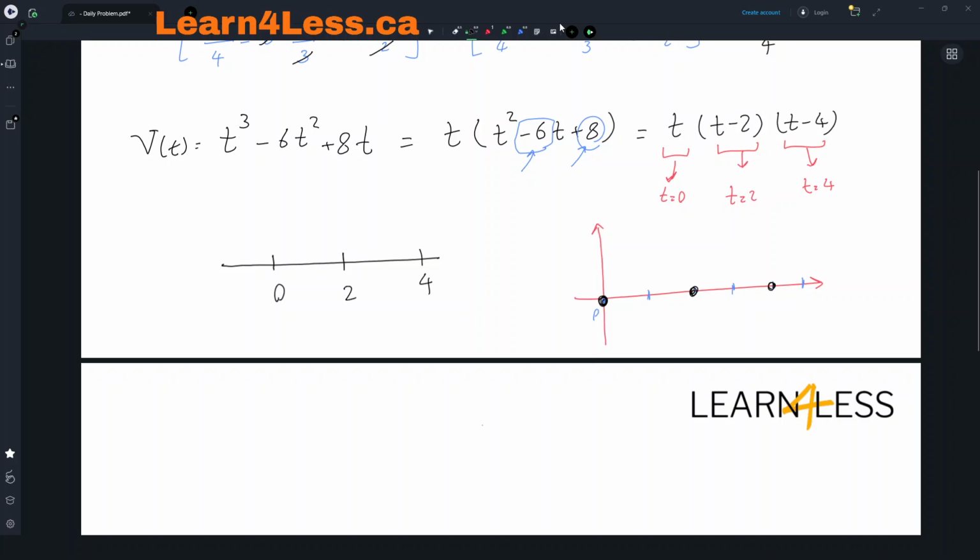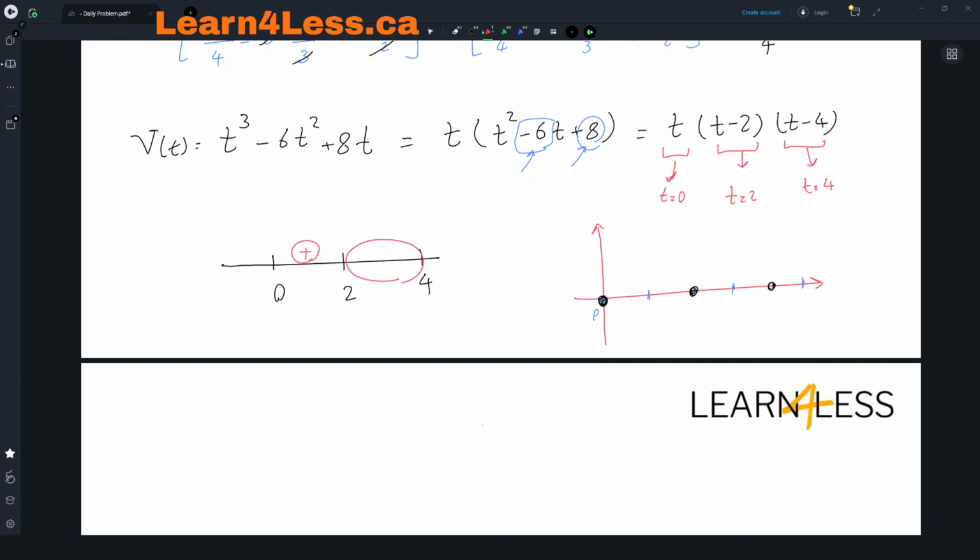And I simply plug in numbers between 0 and 2, for example, like 1 into this function or into this function. They are the same functions. So when I plug in 1, I get 1 here, I get -1 here, and I get -3 here. And when we multiply these three numbers, we would get a positive number. So we know that between 0 and 2, the function would be positive, which means it's above the x-axis.